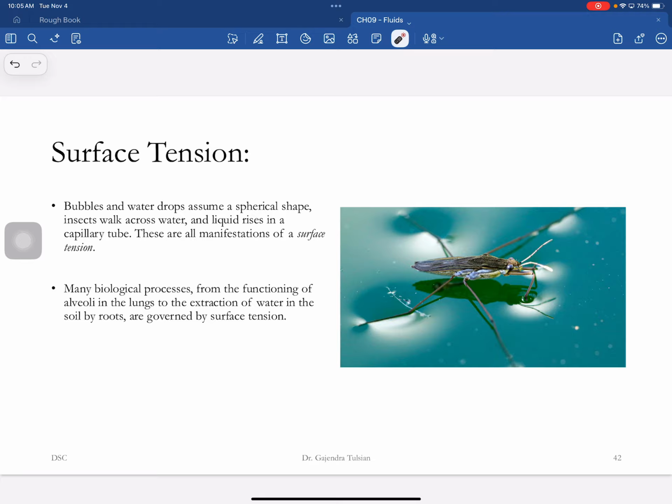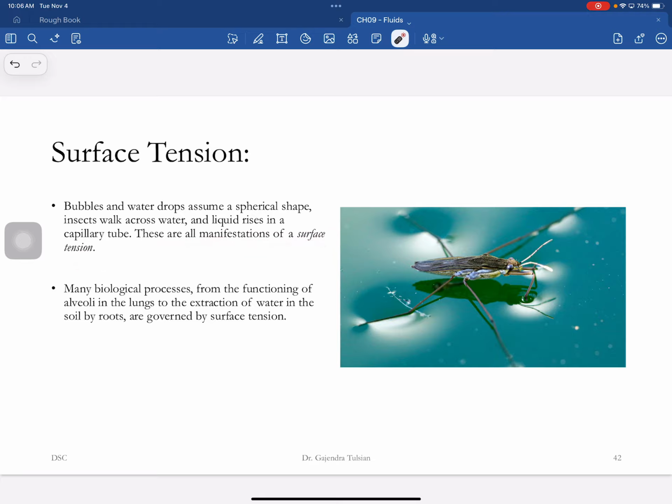So bubbles and, it's also going to be important for how we breathe and stuff like that, and we'll talk about that in a second. Okay, so bubbles and water droplets assume a spherical shape. Insects walk on water, and liquids rise in a capillary tube. So these are some of the phenomena that happen, and these are all important in the biological world. These are manifestations of surface tension.